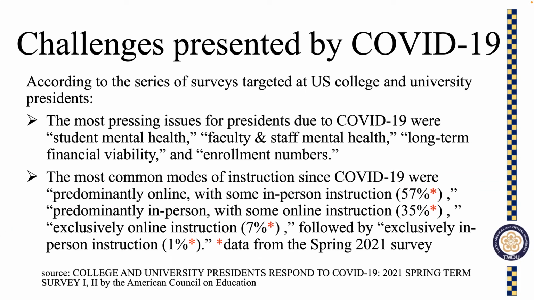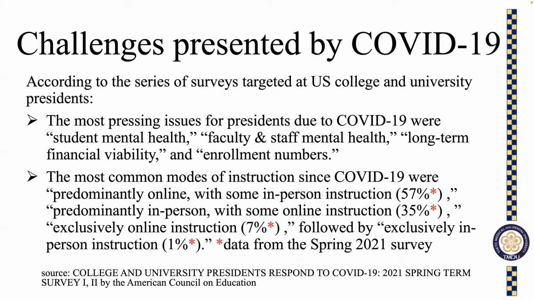In the US, college and university presidents are periodically asked about challenges presented by COVID-19 since its outbreak. According to the results of the most recent survey, the most pressing issues for them were student mental health, faculty and staff mental health, long-term financial viability, and enrollment numbers. It is quite understandable that the financial issue is always, regardless of COVID-19, the major concern for presidents, but they are also very worried about the mental health of students and faculty and staff.